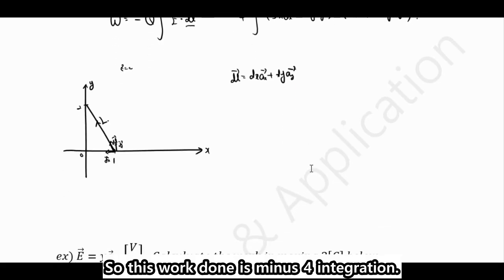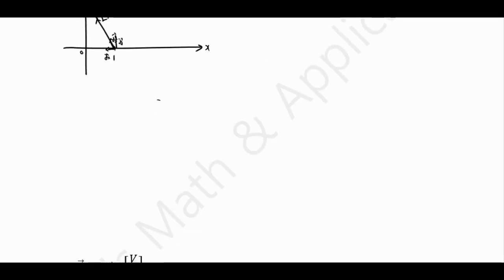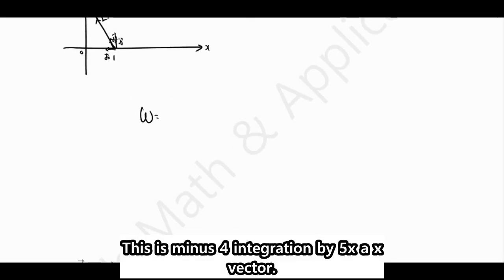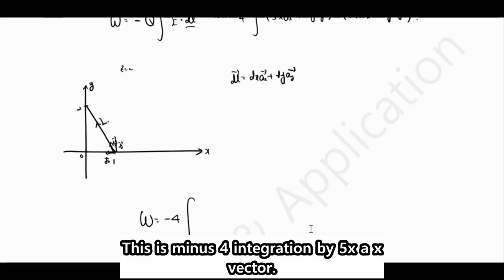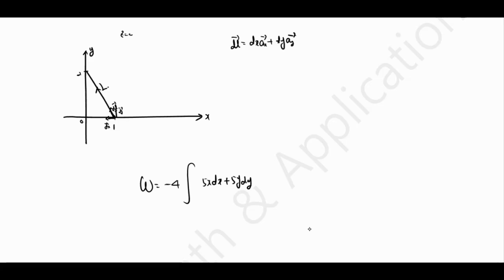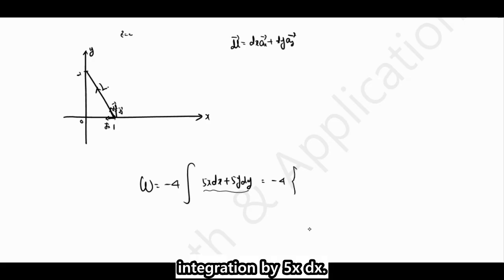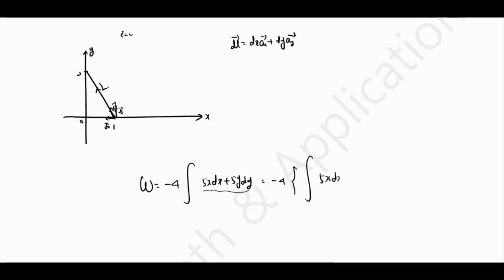So this work done is minus 4 integration, 5x ax vector, 5x dx vector plus 5y dy vector, and we can separate this integration because x and y are independent. But minus 4 integration 5x dx.